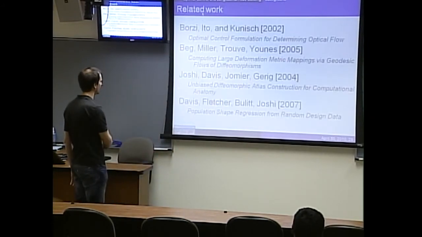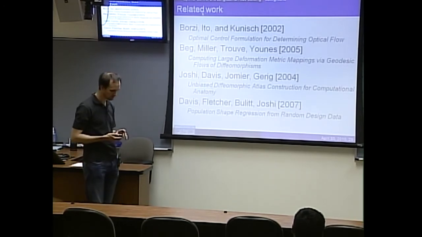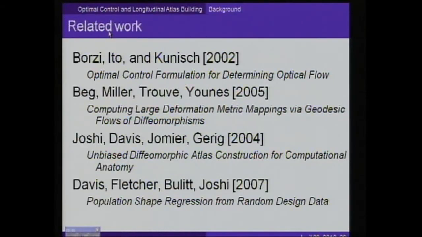Oh, okay. In terms of previous work that's out there, there's a work by Borzi, Ito, and Kunisch that looks at an optimal control formulation for optical flow. In terms of image-to-image registration, I think the most closely related work to what I'm going to talk about is the one by Beg, Miller, Trouvé, and Younes that uses, essentially, fluid flow registration and comes up with a method to solve it for the image-to-image case.